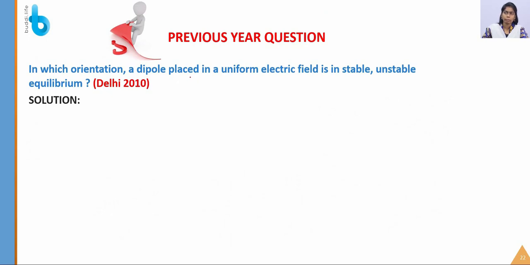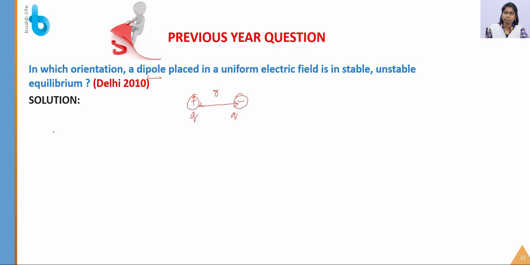Okay students, let's solve the previous year question. In which orientation is a dipole placed in a uniform electric field in stable and unstable equilibrium? A dipole is nothing but equal and opposite charges kept at a distance r, which we are going to see in the further classes. So it constitutes a dipole. This was asked in the 2010 question paper.